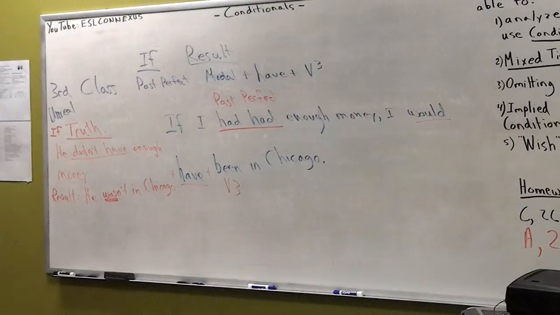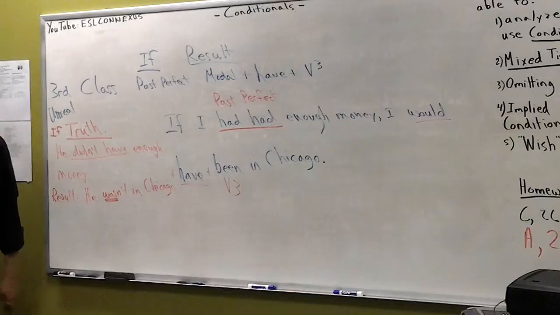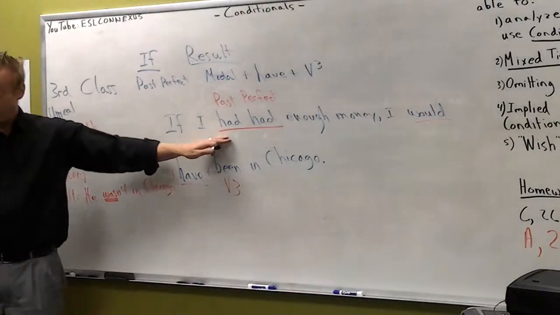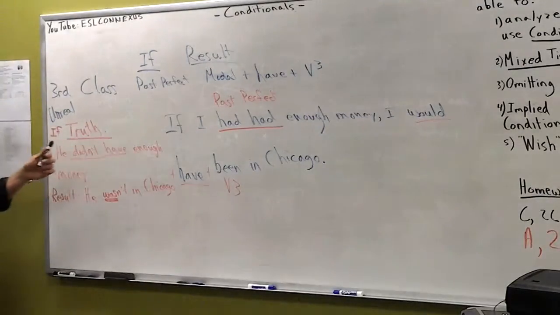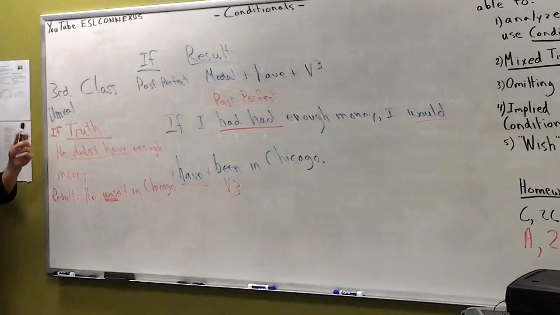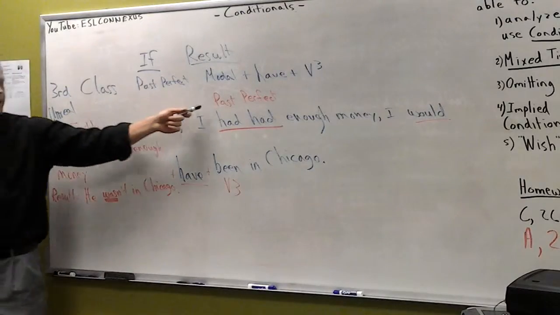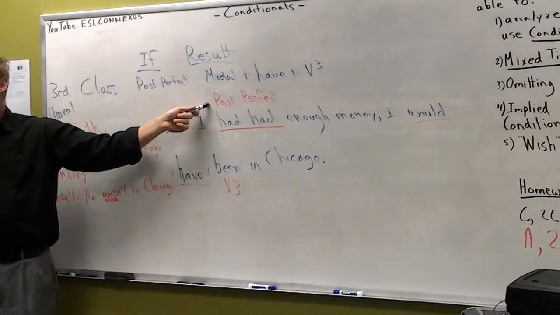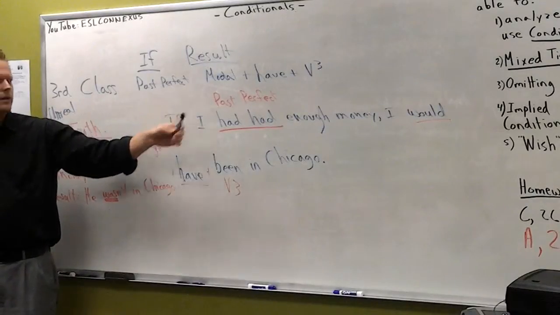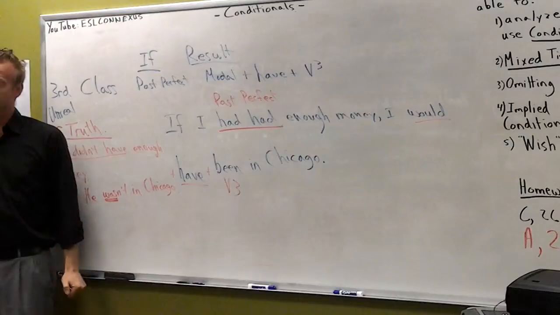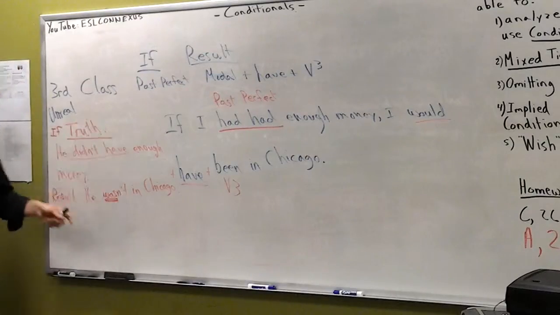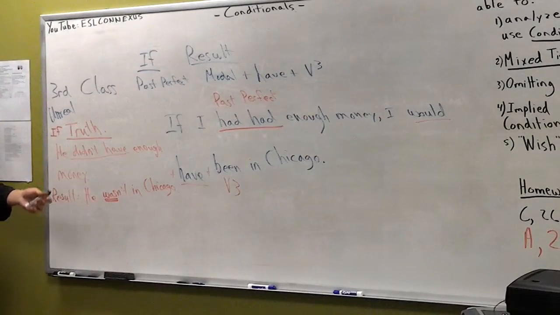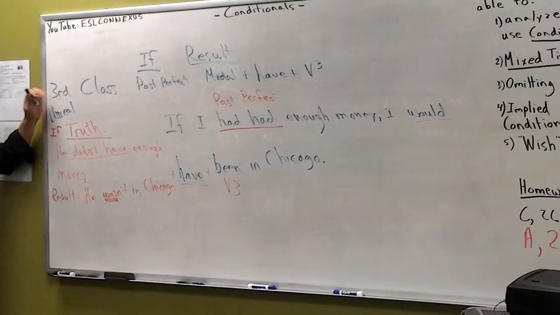How come you put had? Because the only way to create an unreal condition about the past is to use the past perfect. It's a strange thing. For some reason, to show an unreal condition, in both the second and third class, you always end up in the past tense in some form. So, let me say this.